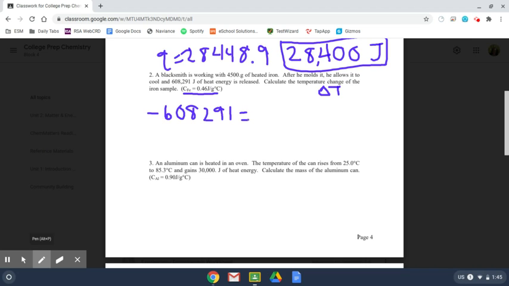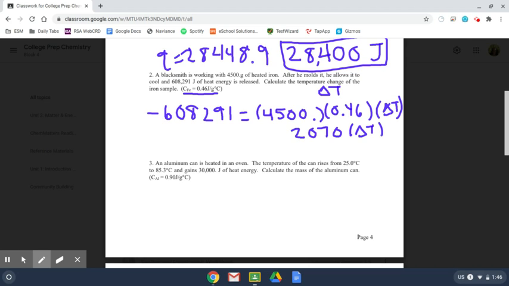608,291 is Q. Mass is 4,500. Specific heat is 0.46, and we don't know delta T. So then we just need to do some algebra. So 4,500 times 0.46 is 2070 times delta T equals that same thing. Divide both sides by 2070. And yes, you will get a negative number, and that's okay. It just means that heat is given off.